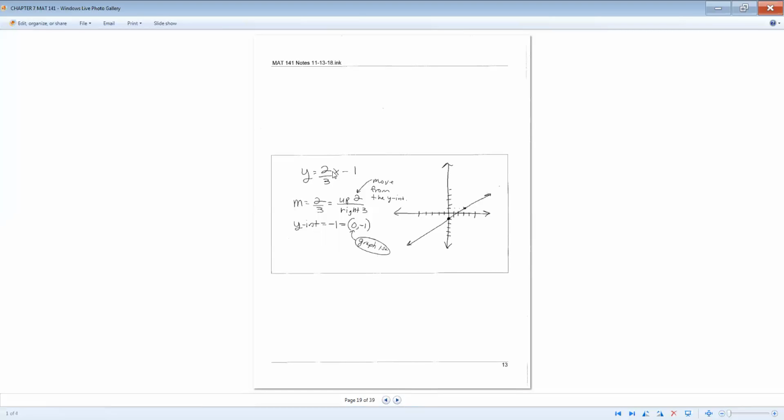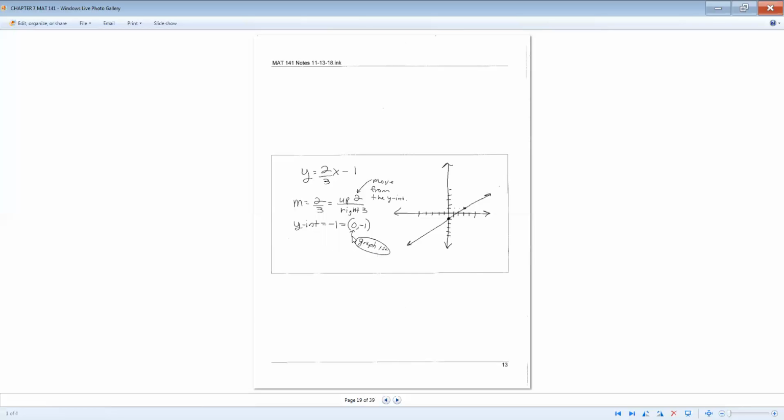So if I have 2/3 x minus 1 equals y, my equation is solved for y, so that means I can take the number that's sitting in front of x as my slope, and the other number is my y-intercept. So I have a +2 over a +3. That means I will go up 2, right 3 for my slope. And then my y-intercept is -1. So as a coordinate, it will be (0, -1). Remember, all y-intercepts have x as 0 as a part of your coordinates.